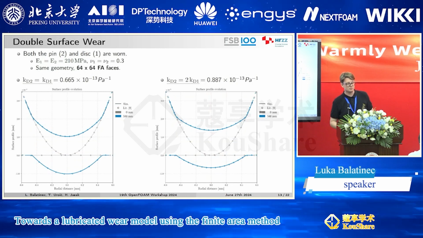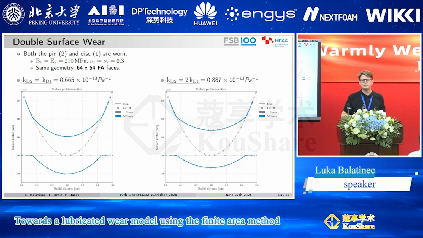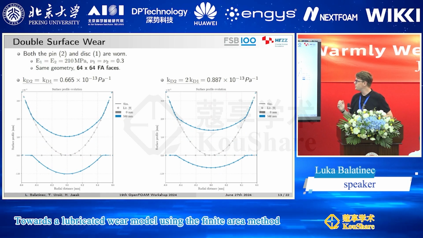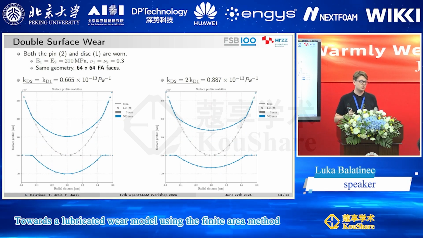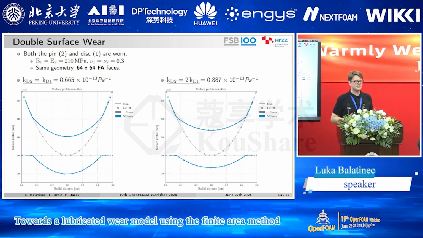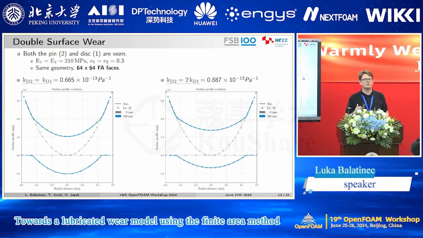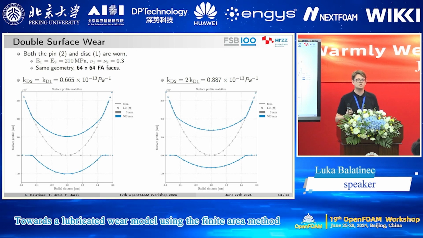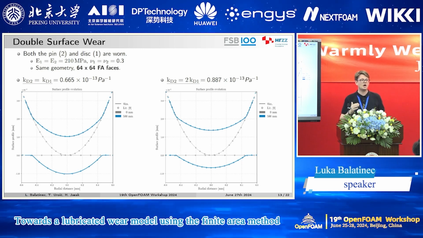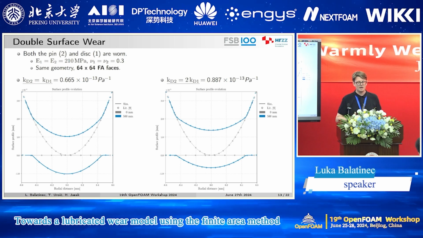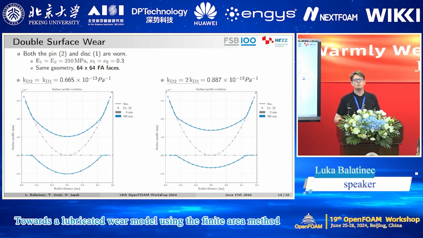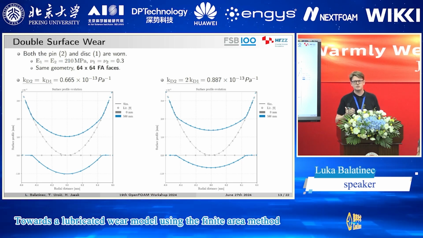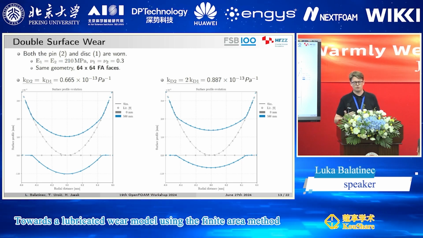So for double surface wear, this is the case where both the pin and the disk are worn. The material properties are shown here. The geometry is the same. The mesh density is the same. On your left-hand side, you can see the case where the dimensional wear coefficients of the pin and the disk, meaning upper and lower surface, are the same. And on the right-hand side, the same situation, but now the dimensional wear coefficient of the upper surface is 2 times greater than the one of the lower.